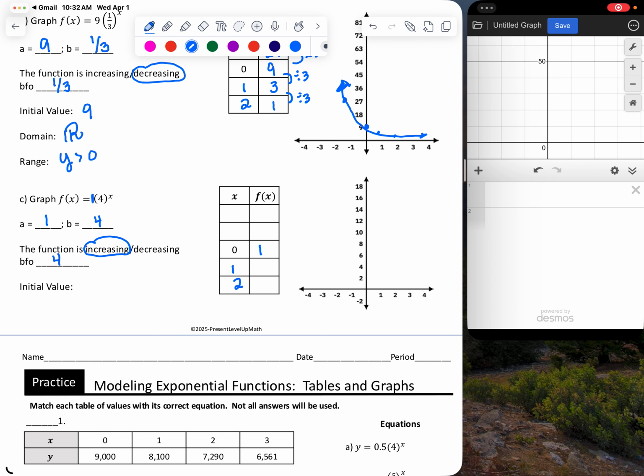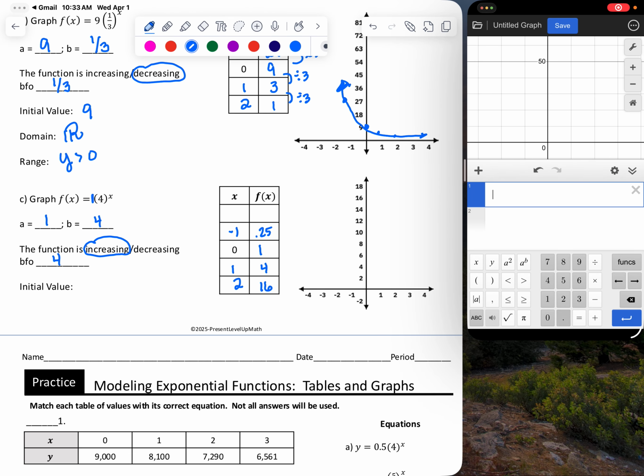So if I'm increasing by a factor of 4, 1 times 4 is 4. 4 times 4 is 16. Now, to go the other way, I'm going to have to divide by 4. So this would be 1 divided by 4 is 1/4, or 0.25. 0.25 divided by 4 is 0.0625. So that's a really small number.